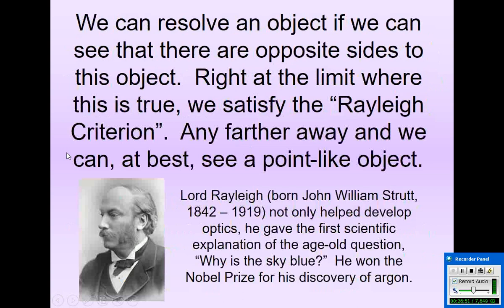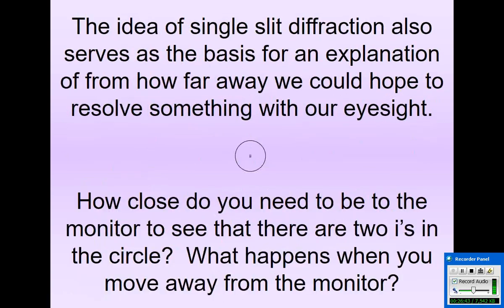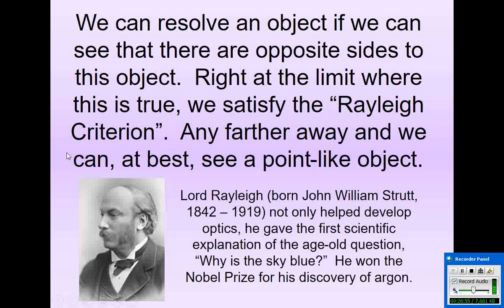This is going to give us an introduction to the idea called the Rayleigh criterion, named after Lord Rayleigh, who, among other things, explained why the sky is blue. The Rayleigh criterion is the limit at which we can say there are two different things there. If we don't satisfy the Rayleigh criterion, we'd say, well, there's something there, but there's not enough resolution to be able to figure out what it is.